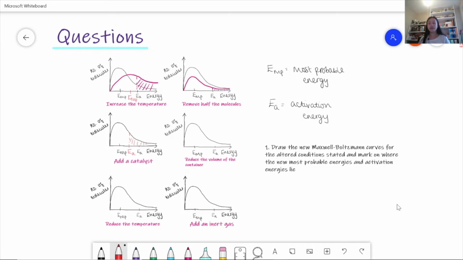So the whole graph is just the same, and the number of particles that possess that activation energy is also the same. For number 5, we're reducing the temperature, so we're doing the opposite to what we did for number 1. So the graph would look something like this. The whole area under the graph is the same because there's the same number of molecules, but the most probable energy has decreased.